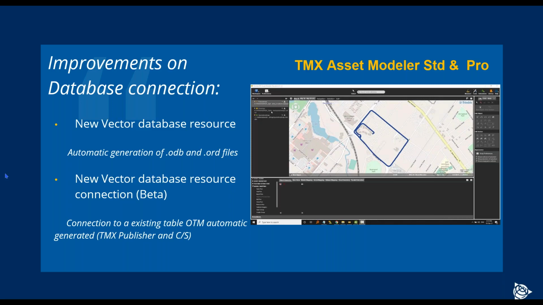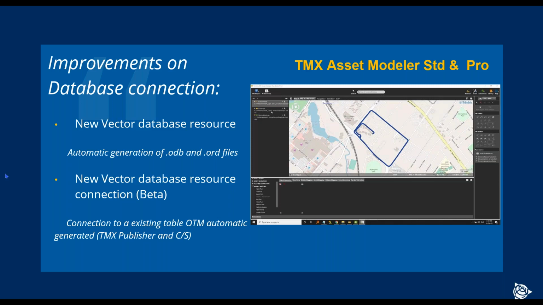TMX and improvements on database connection. For big companies, government companies or service providers which are maintaining an already existing geospatial database, it's very important to provide rapid updates of existing data. Mobile mapping suits this task very well. And TMX is allowing users to connect to the existing database. It's Microsoft Access, it's Oracle, it's PostgreSQLite, and others.